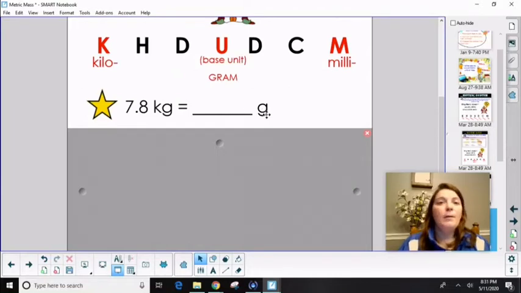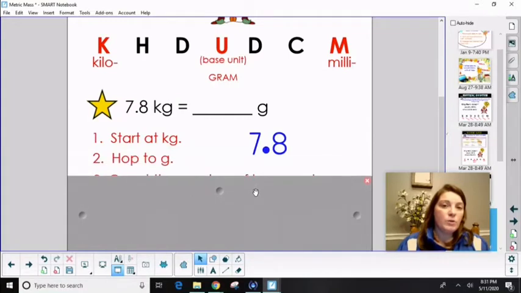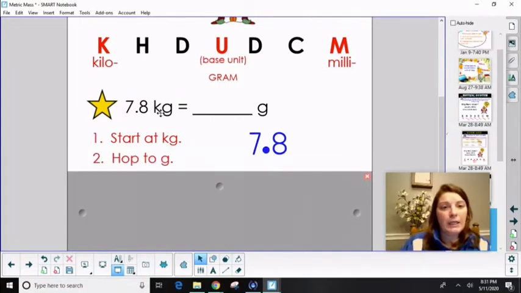How many paper clips would that equal? I know it's kind of silly to think of. So should this number be bigger or smaller than 7.8? Bigger, right? Because when you go to a smaller unit, you need more of them. All right, so same as before. Let's start at our kilograms and jump to grams.